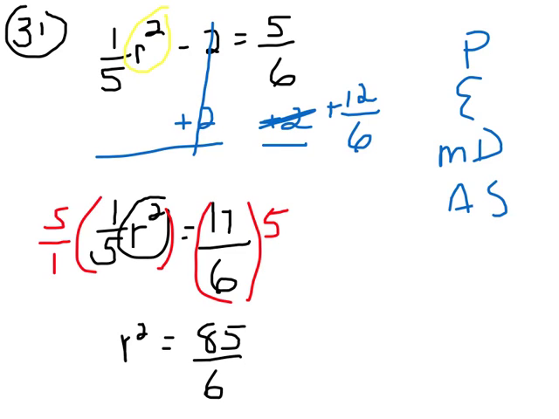Now what do I do? I got a square equals something. How do I get rid of a square? Square root it. Just math rules over and over till we're sick of them probably, right? But you see how at least you always know, do the opposite thing, and the opposite of squaring is square rooting. So r is equal to plus or minus the square root of 85.